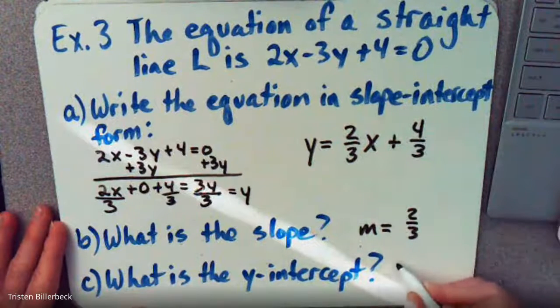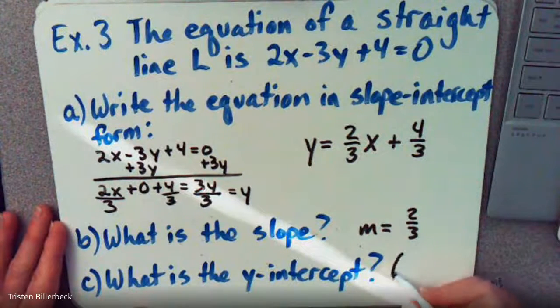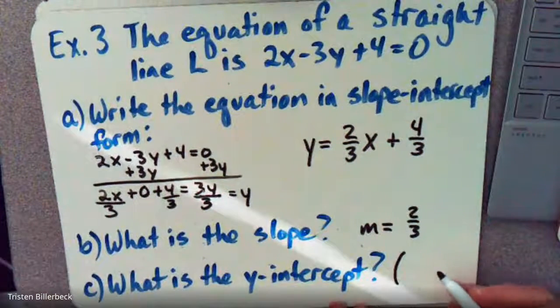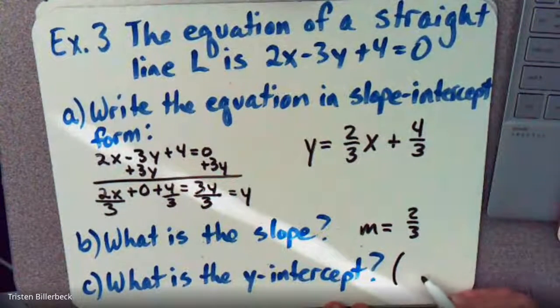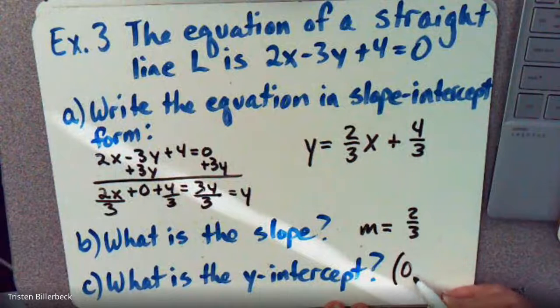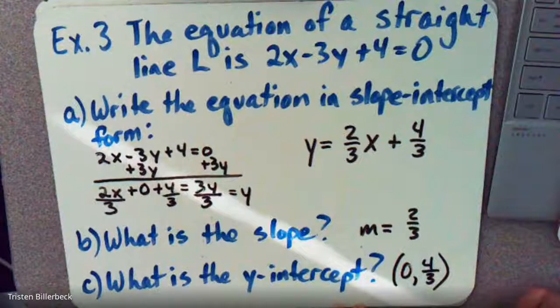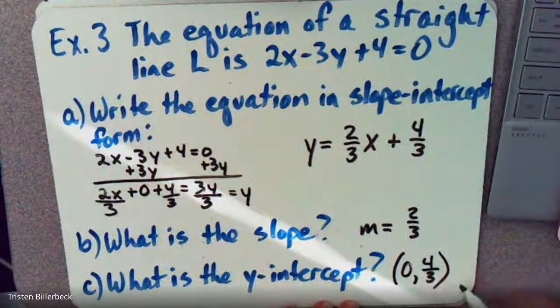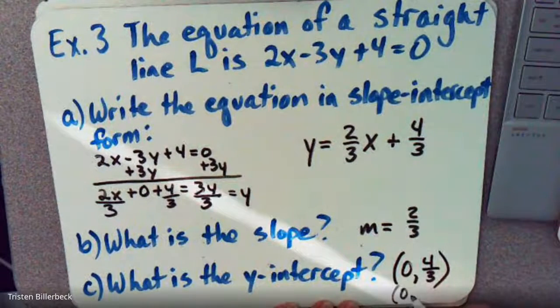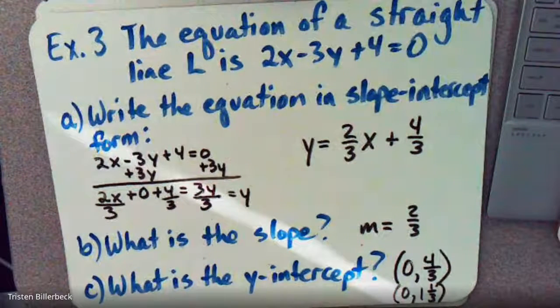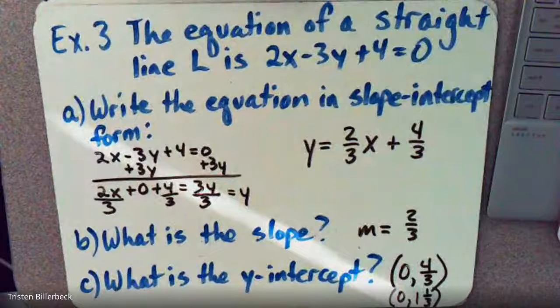And the y-intercept, if we write this as a coordinate, the y-intercept happens when x is 0, and then y is 4/3. Okay, or if you don't like improper fractions, you can write 0 and 1 and 1/3. Okay, so that would be the y-intercept.